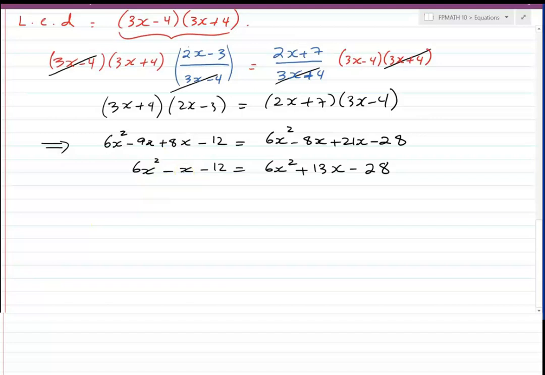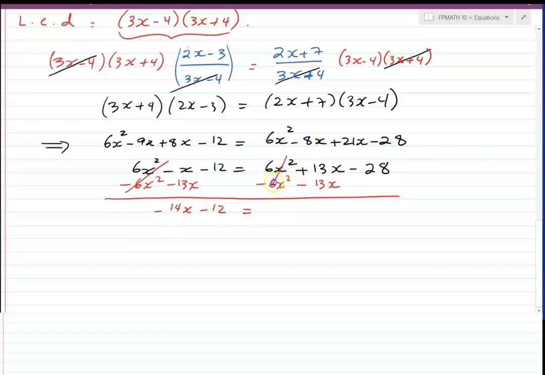And now we can bring all the x's to one side. Let's do that. Subtract 6x squared from both sides, and then subtract 13x from both sides. Then we'll move the numbers later. So that would be minus 14x minus 12 equals the 13x and the minus 28.